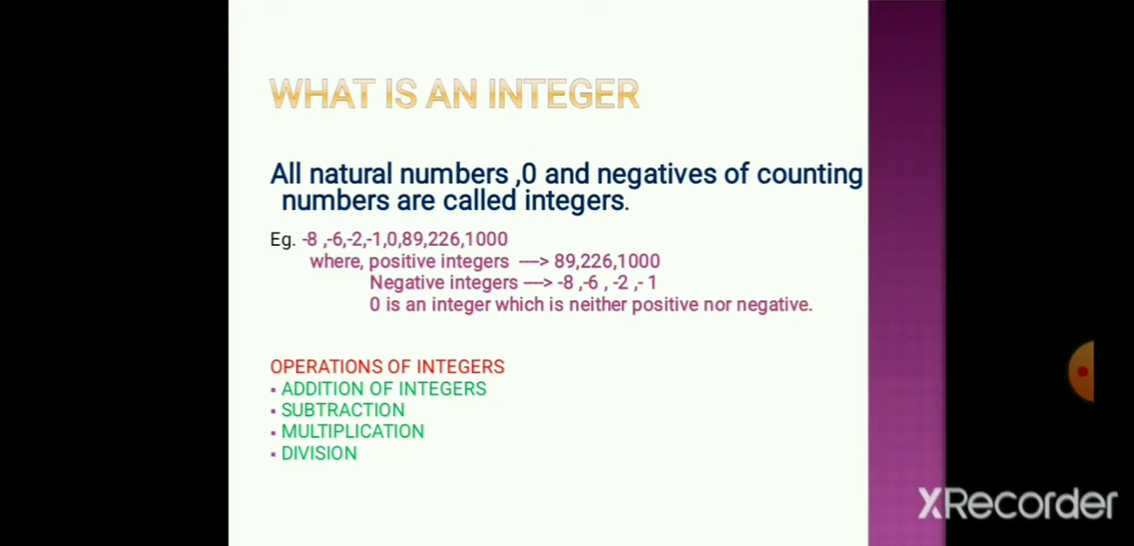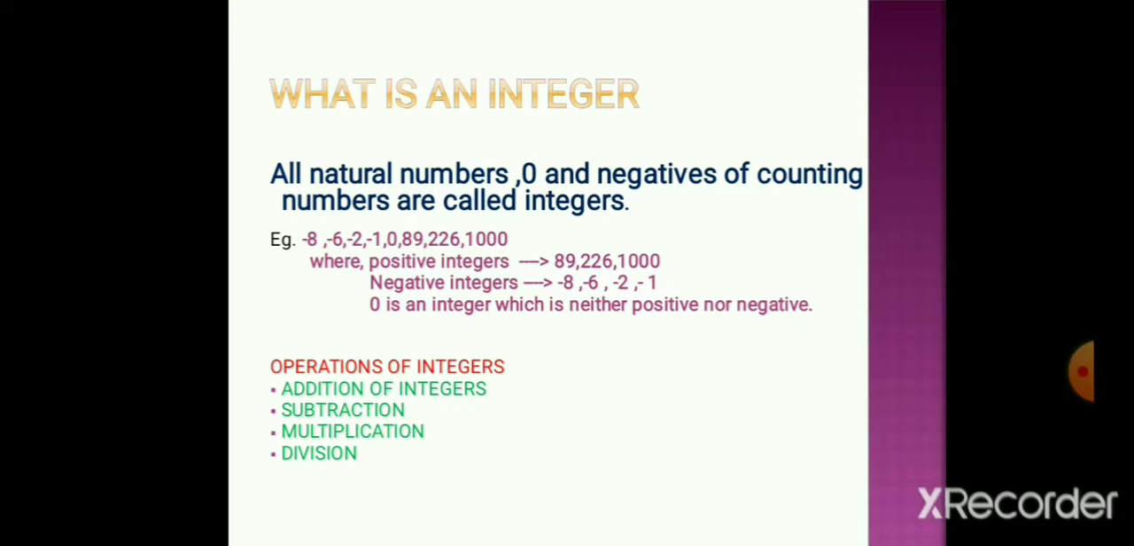Some examples are given: minus 8, minus 6, minus 2, minus 1, 0, 89, 226, 1000. All these are integers. You have to note that if there is no sign, it means it is positive. So, among these examples, positive integers are 89, 226 and 1000, and the negative integers are minus 8, minus 6, minus 2 and minus 1, because their signs are negative.